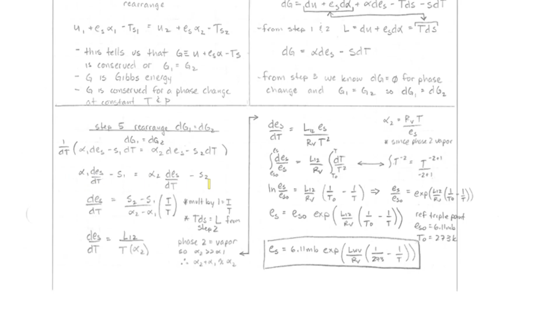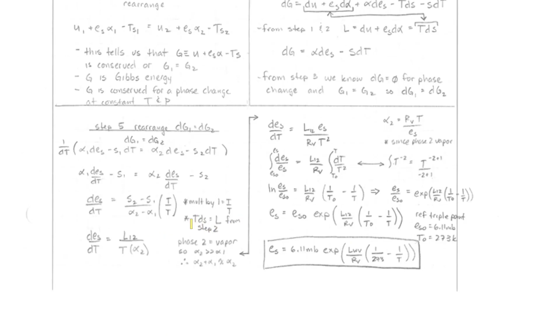We can rearrange this equation and end up with dE_s over dT equals s2 minus s1 over alpha 2 minus alpha 1. And this is already a step applied, which is multiply by 1 again, which is T over T. We've done something like this before. And we end up with T times ds over T d alpha.